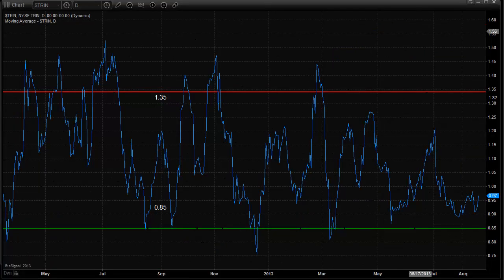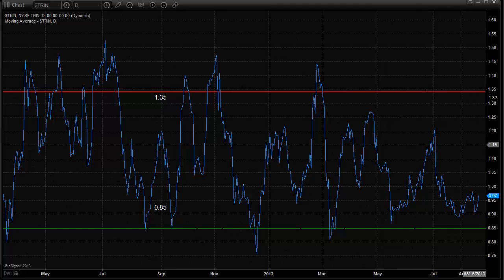Elsewhere internally, the 10-day trend is hovering just above the overbought threshold, and it's got a ton of room to go before the 1.35 oversold threshold. So we're nowhere near oversold in the market, and there's plenty of room to the downside if the market wants to use that.